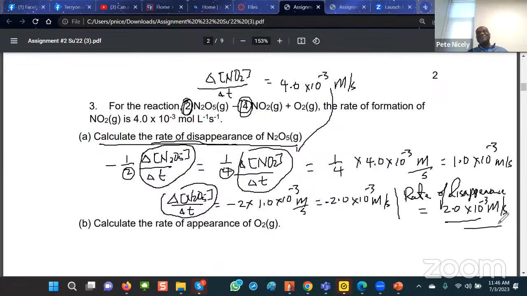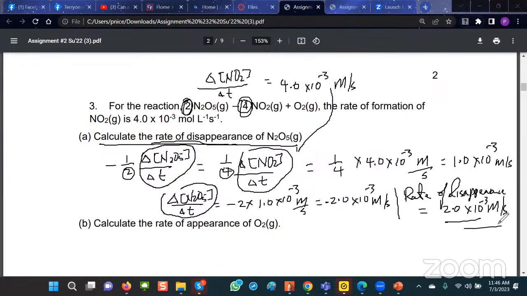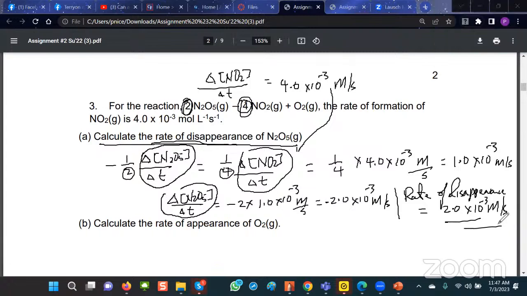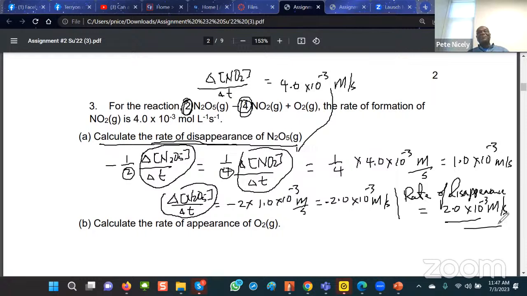Any questions? Is the rate of disappearance always going to be positive? Yes, okay, because the negative indicates the rate of change. You see what I'm saying? So therefore, when we're talking about the rate of disappearance, it would simply be the absolute value, 2.0 times 10 to the minus 3. Okay, thank you. Any other questions before I clear this? Okay, so is it okay for me to clear this? Okay. So clear it I shall.